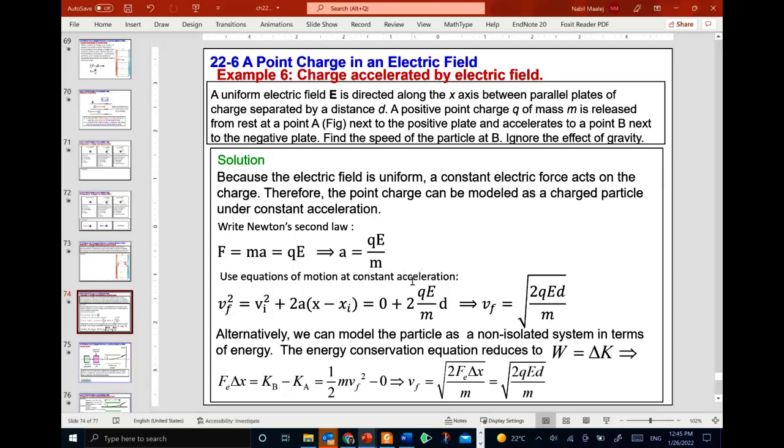I was explaining this on the board, but we just used that force is equal to ma, which is equal to qE, and we solve for the acceleration. In this case, it's equal to qE divided by m.